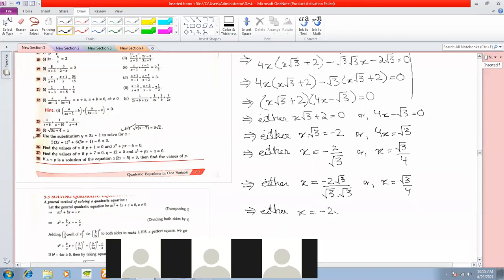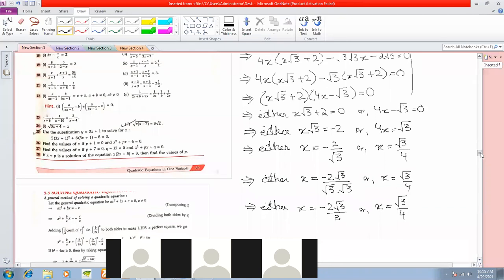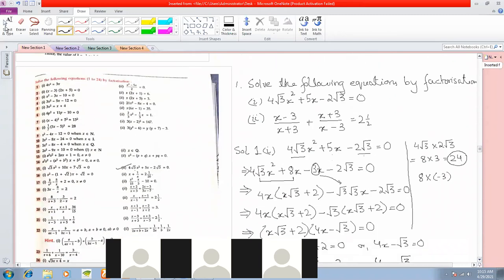So now you get x = -2√3/3 or x = √3/4. Fine. So these two are the roots of the given equation. I have solved this by the factorization method. Okay. Let us now see the next problem.